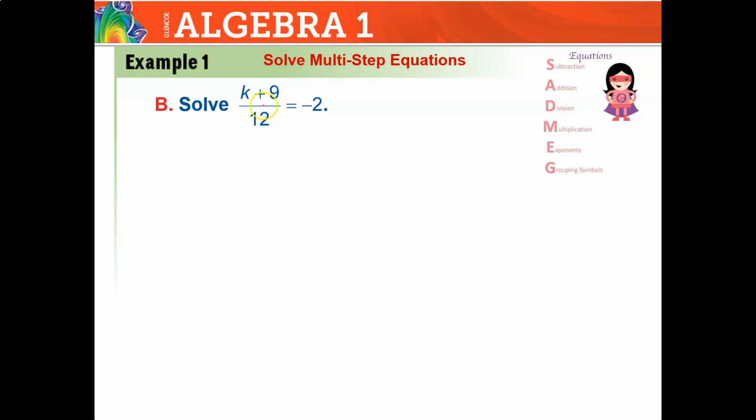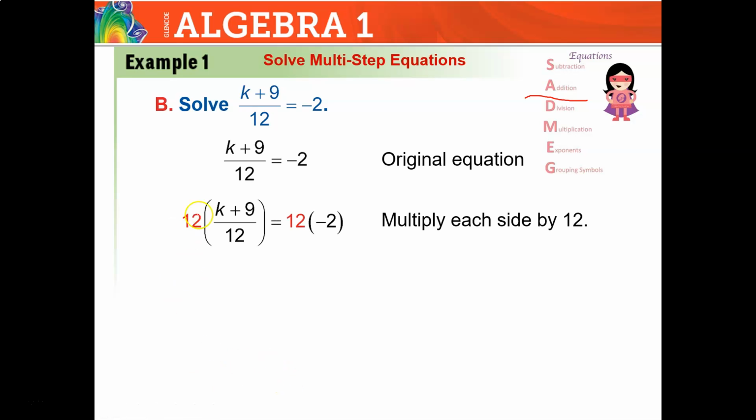So we can't do anything to the top of this until we solve this. Our first step is, before we can subtract and add, we have to take care of this division bar. This division bar means divide everything by 12. So to solve that, we do the opposite. We're going to multiply each side by 12. That's going to cancel out that 12. We're left with k plus 9 equals negative 24.